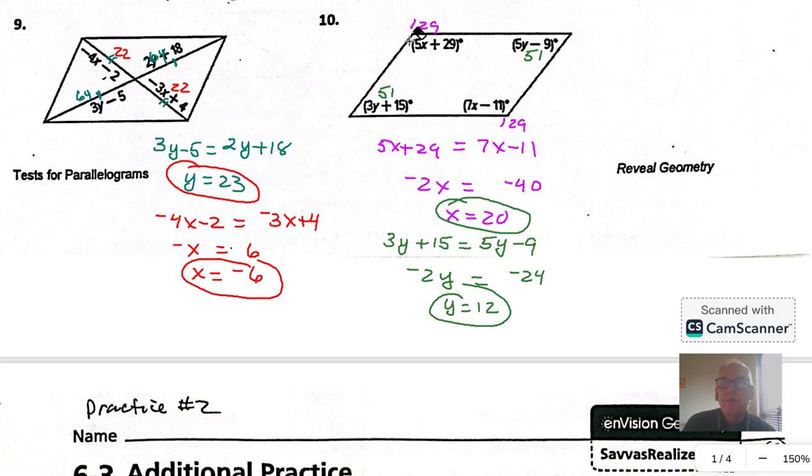For number 10, if this is a parallelogram, then opposite angles need to be congruent. If we solve for x, set the two x parts equal to each other, we get x is equal to 20. That gives us 129 for the angle. And for the y parts, if y is 12, that gives us 51 for those.